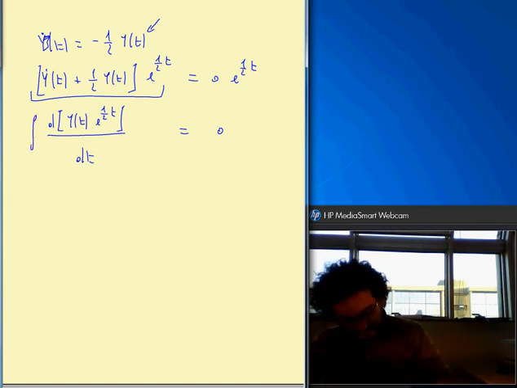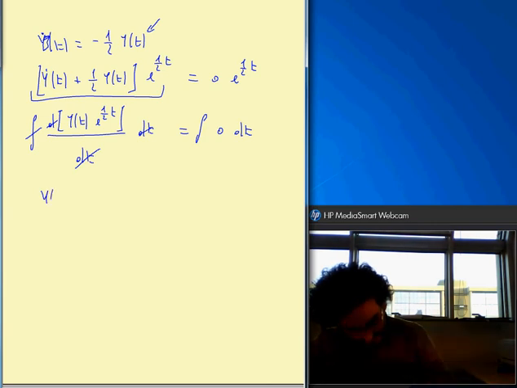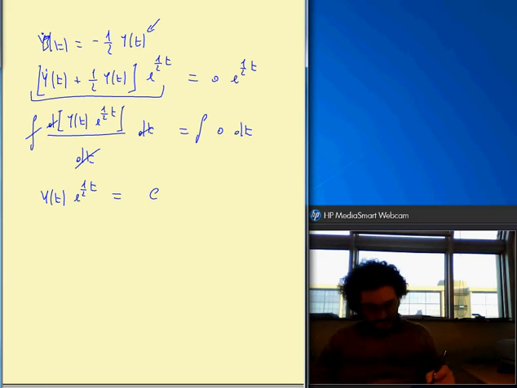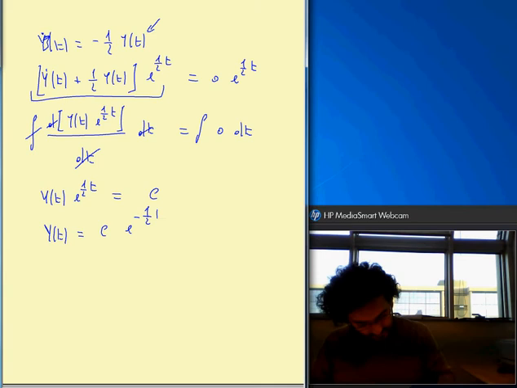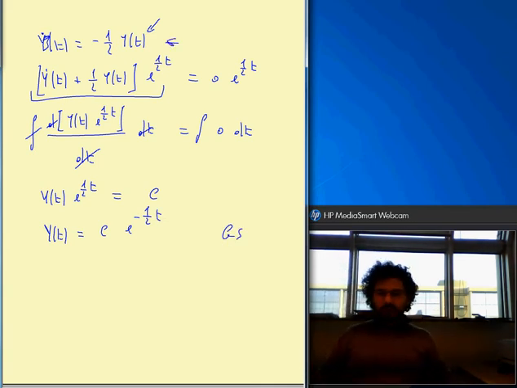Now we can integrate both sides with respect to time, which means that we can write this expression as y t e to the power 1 half t equal to a constant c, because the integral of 0 is a constant. This means that we can write the general solution of this differential equation as y t equal to the constant c times e to the power minus 1 half t. This is the general solution of our original differential equation.